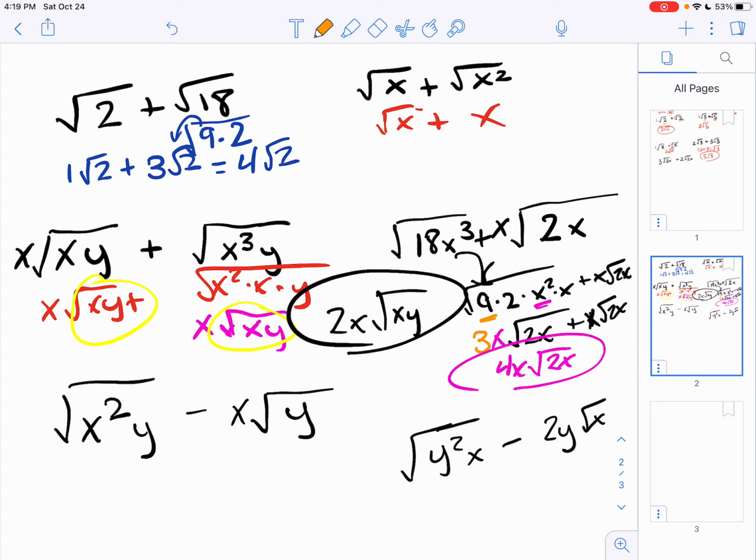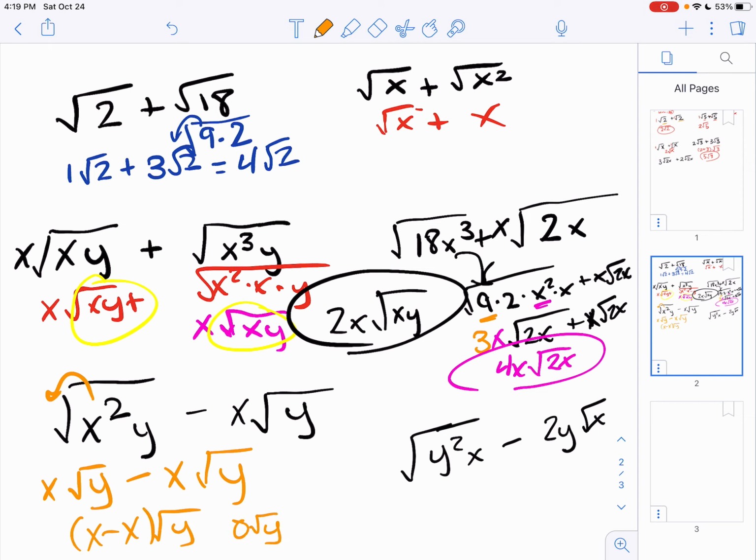So this is a subtraction problem, but it works the exact same way. We have to have things that are the same in the radical or we can't do it. So I take the square root of x squared, I get x, and what's left is radical y, and I have x radical y on this side. So I have to subtract x minus x, and I keep my radical y. X minus x is just 0, so 0 radical y. 0 times anything is 0, so this one is just 0.